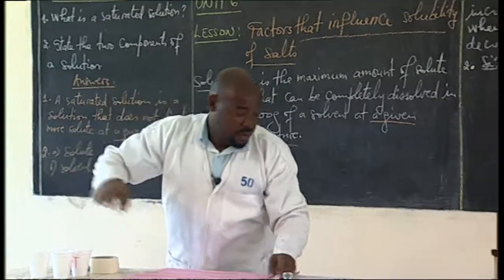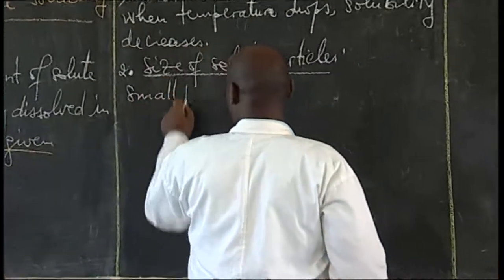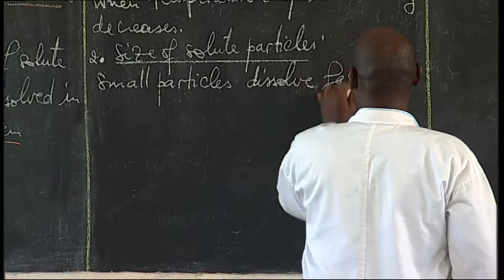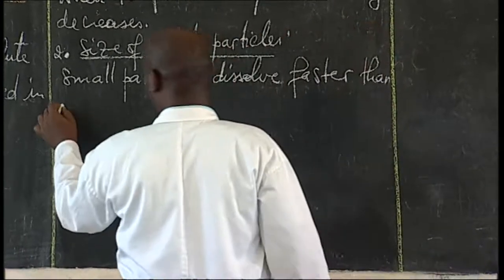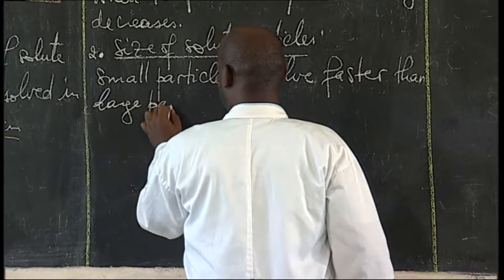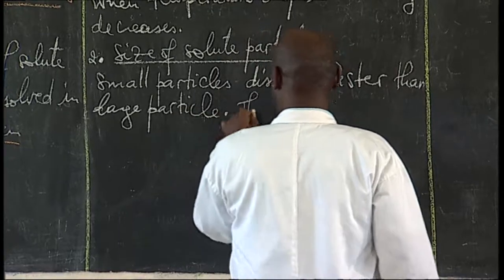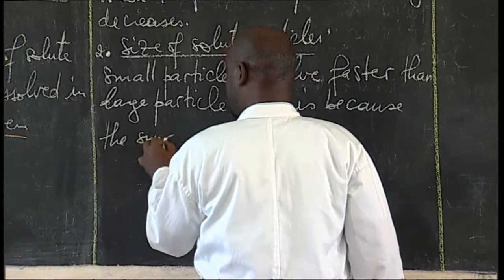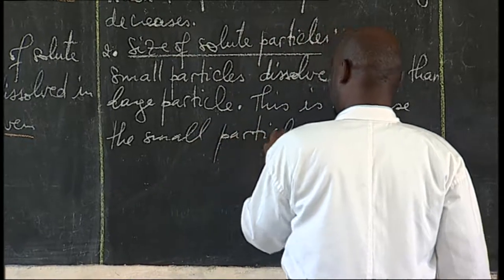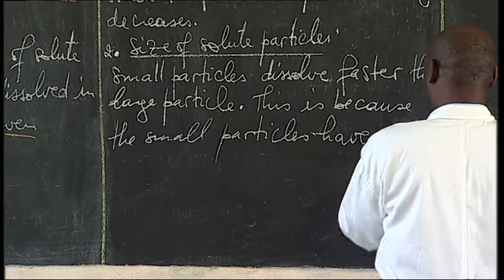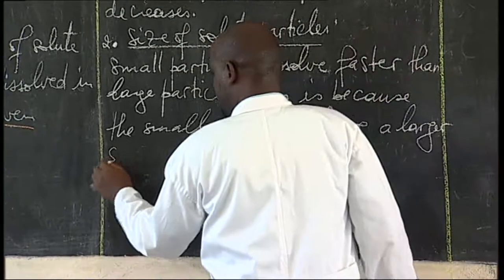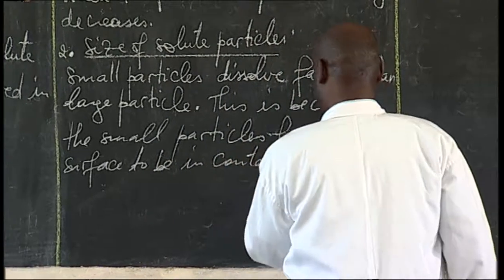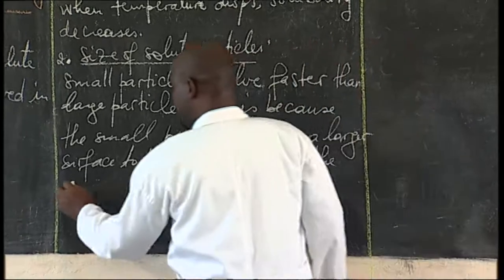So, small particles dissolve faster than large particles. This is because the small particles have a larger surface to be in contact with the solvent molecules.